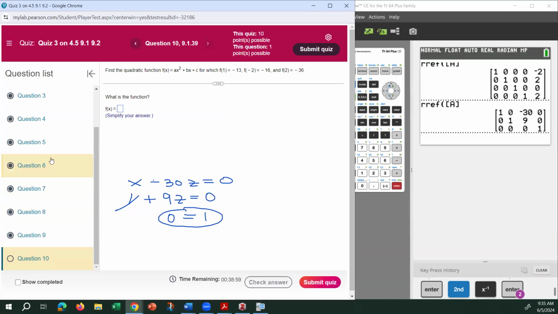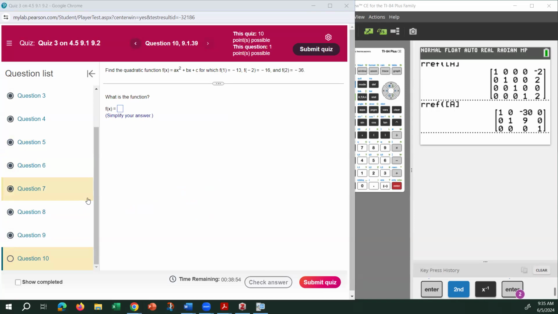Okay, now for the final problem. Find the quadratic function f of x equals ax squared plus bx plus c, for which f of 1 equals -13, f of -2 equals -16, f of 2 equals -36. And what's the function? So here we're given 3 points. We're really given 1, -13, and then -2, -16, and then 2, -36. So we're given these 3 points.